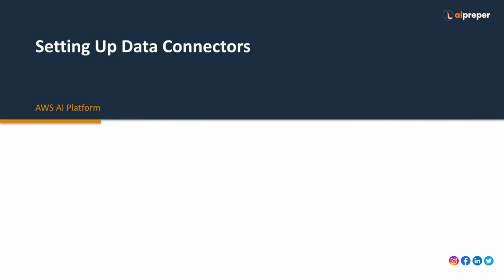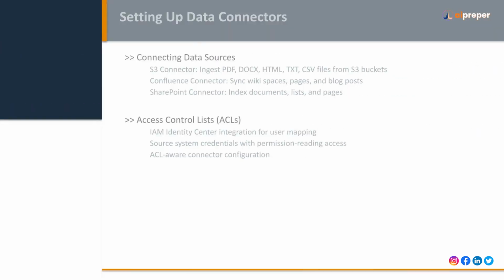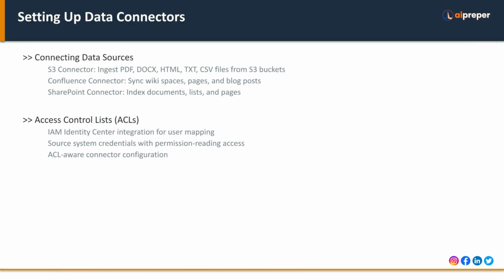We now move into Module 1, setting up data connectors, a critical component of the AWS AI platform. Connecting data sources involves various connectors like S3, Confluence, and SharePoint to ingest documents, pages, and lists. Access control lists are managed through IAM Identity Center for user mapping, source system credentials, and ACL-aware connector configuration.